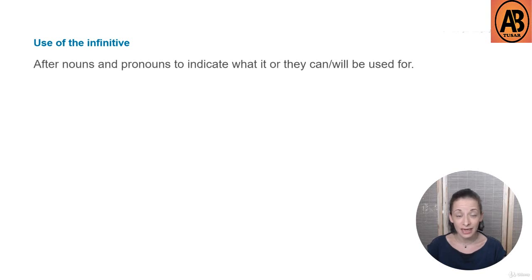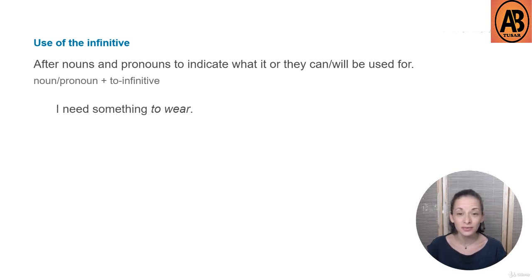After nouns and pronouns, the infinitive can be used to indicate what it or they can or will be used for. So, for example, I need something to wear. Here, the infinitive to wear is saying what something will be used for. Another example is the question, do you want something to eat?